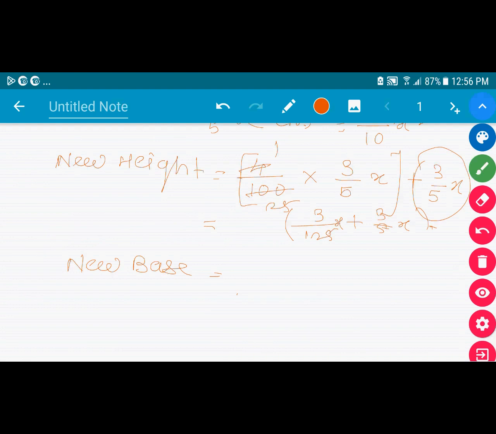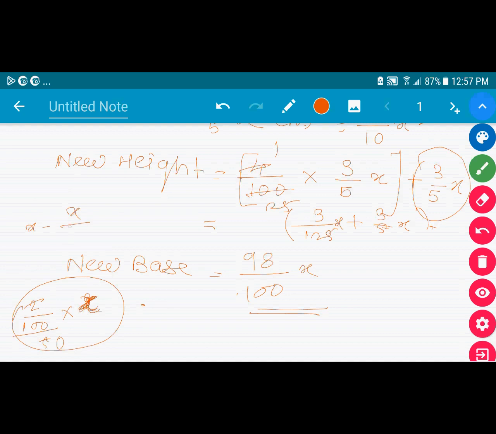So the new base is decreased by 2%. So 98/100 x will be the base. Or you can again do the same thing as we did for the height. 2/100 into, what is the base? x is the base. So 2/100 of x should be subtracted from x. So what do we subtract from x? 1/50 it becomes. So x/50 should be subtracted from x. So it is 98/100 x.